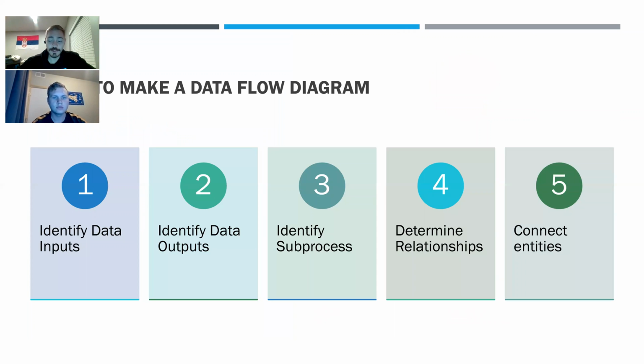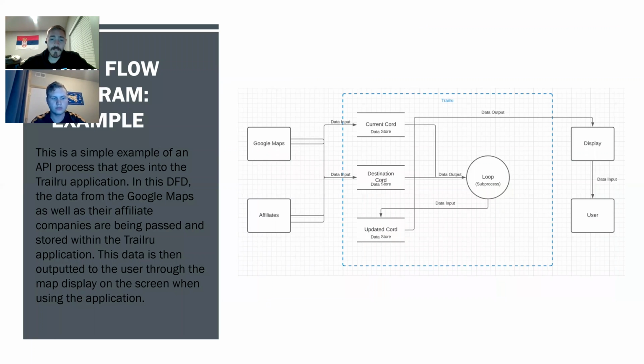So how would you go about making a data flow diagram? First, you need to identify your inputs, identify your outputs, your sub-processes, and then once that is complete, you're going to have to determine the relationships between those, which is going to be your data flowing, the depictions with arrows, and just connecting those all together. It's a pretty simple process. And then that whole process can be seen right here.